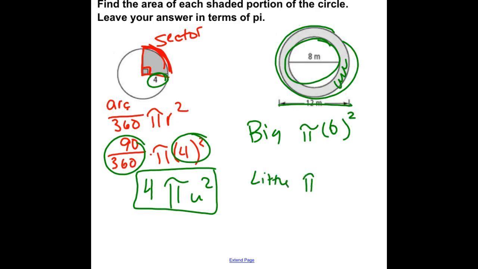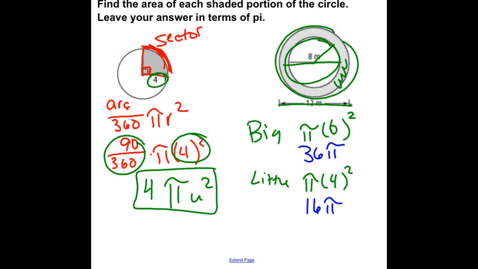is pi times radius squared again. It's 8 all the way across, so the radius is 4. And I figured those out. I'm leaving everything in terms of pi, so I go 6 squared, 36, tack on a pi, and I go 4 squared. That's 16, and I tack on a pi. But I don't want the whole thing.